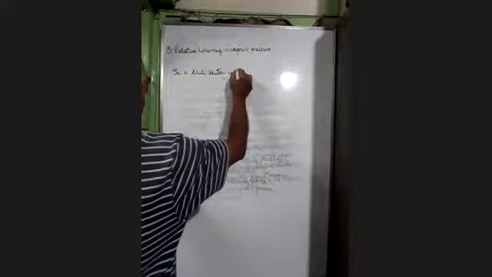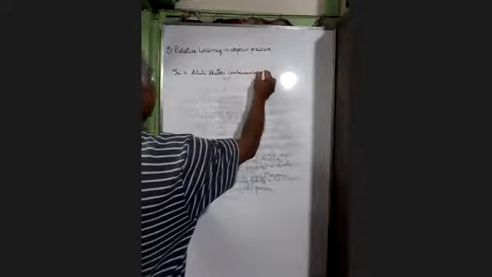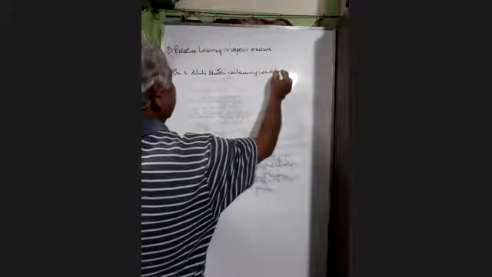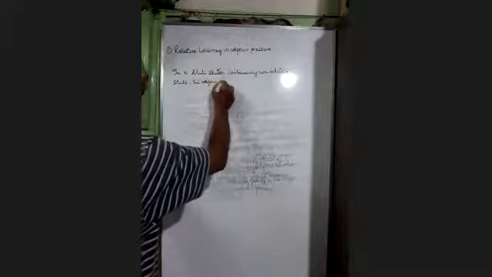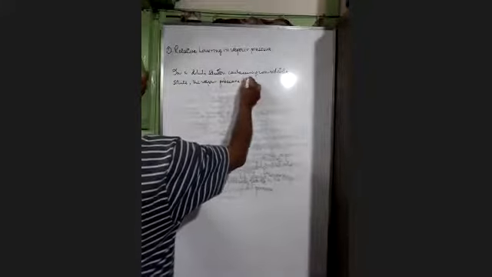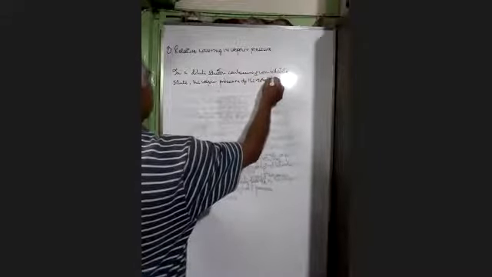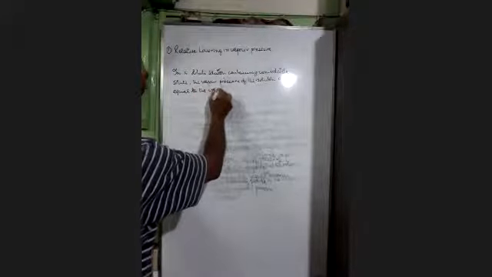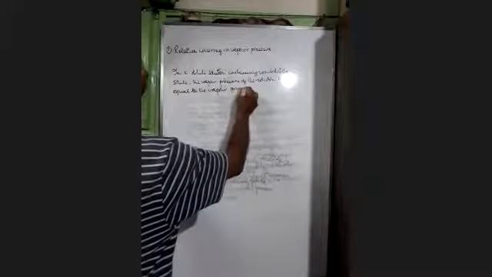In a dilute solution containing non-volatile solute, the vapor pressure of the solution is equal to the vapor pressure of solvent. Whatever you don't understand, immediately you tell me.